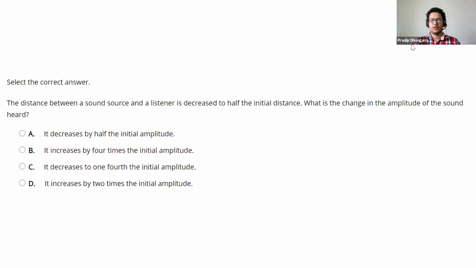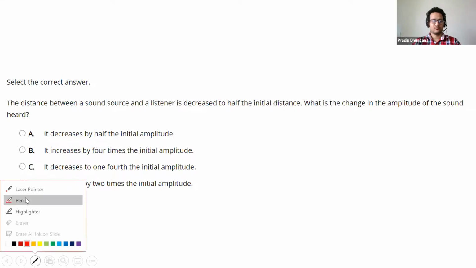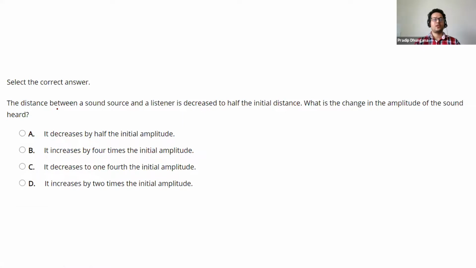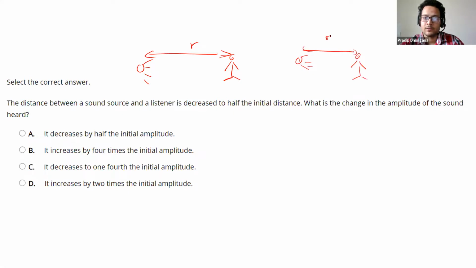Now I'll work on this problem. The distance between a sound source and a listener, let's suppose this is the sound source and this is the listener. Let us suppose this distance is R. It is decreased to half, that means R over 2. What is the change in the amplitude of the sound heard?